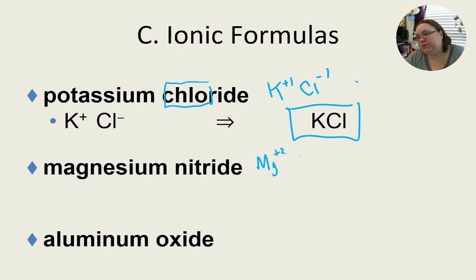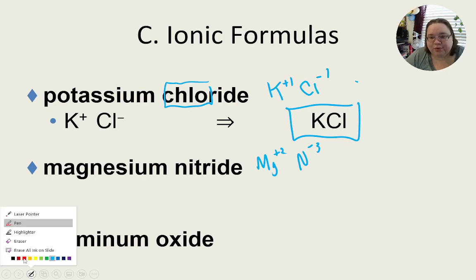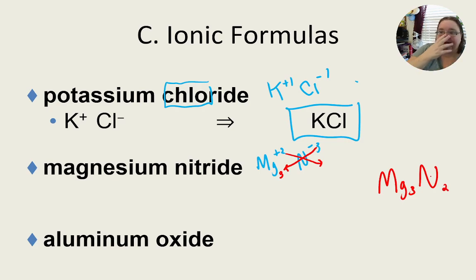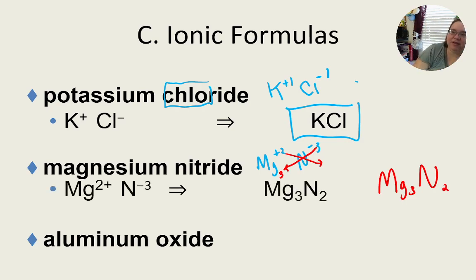Mg +2, N -3. So these charges do not cancel. They do not balance each other out, so I must swap and drop. I must crisscross my exponent to become the subscript on the other thing. So I'm going to end up with a 3 beside the Mg, and I'm going to end up with a 2 beside the nitrogen. The chemical formula is Mg3N2. That is magnesium nitride. All right.